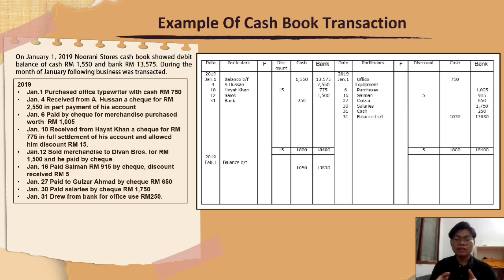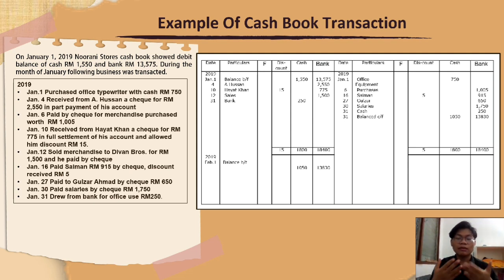So we recorded on the cash book on the debit side with the January 1 particular balance brought forward, and we recorded on the cash and bank 1550 and 13575. Next is on January 1, Lorraine store purchased an office typewriter with cash RM750.